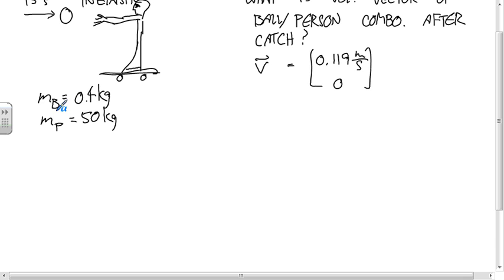Anybody have a sense of, so we know that after this person catches the ball, his speed is 0.119 meters per second. Do you have an intuitive sense of what his velocity will be after the ball bounces off of him? Is it going to be faster or slower? Slower?